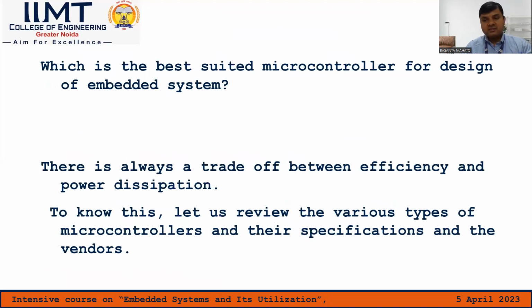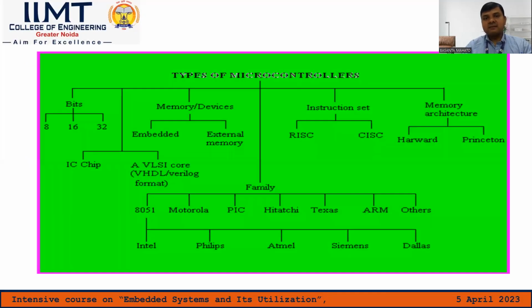Then the question always in our minds: we are talking about the design aspects, how we design embedded systems. Which is the best suited microcontroller for the design of an embedded system? There is always a trade-off between efficiency and power dissipation. To know this, let us review the various types of microcontrollers and their specific vendors. The types of microcontrollers are 8-bit, 16-bit, or 32-bit.